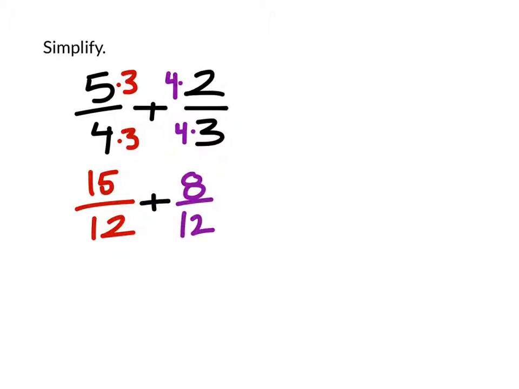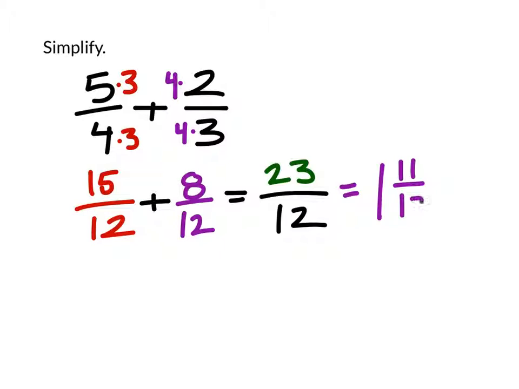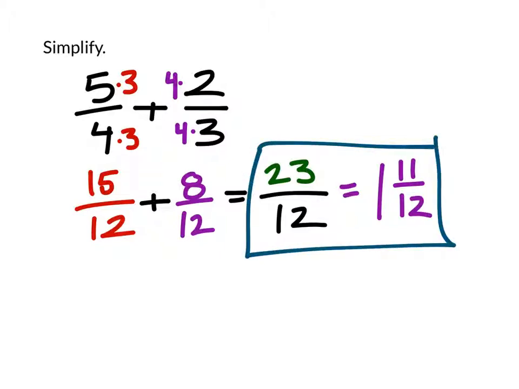So I have 15 twelfths plus 8 twelfths. In twelfths, 15 plus 8 is 23. Now we could leave it like this, or if we change it into a mixed number, 23 divided by 12 would be 1 and 11 twelfths. So either one of these works. I like the improper fraction myself, but that would do it for this one.